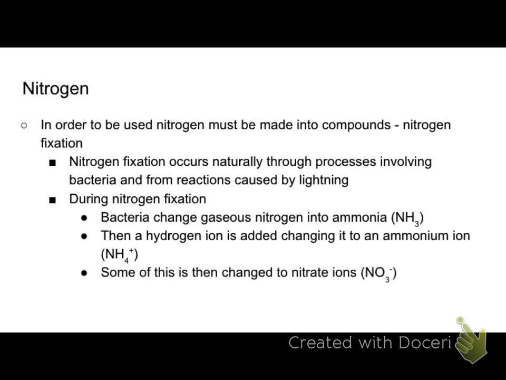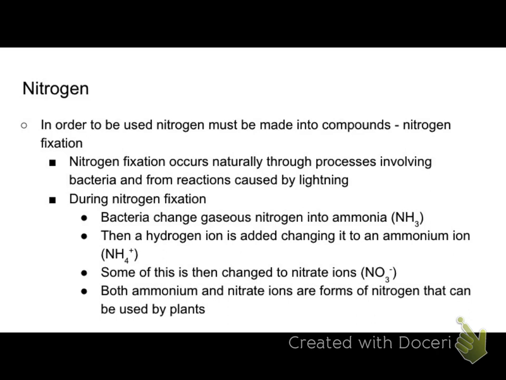Some of the ammonium ions are then changed into nitrate ions. Nitrate is a nitrogen atom bonded with 3 oxygen atoms, and it has a total negative charge of 1. So that's why you'll see that little negative symbol on there. Both ammonium ions and nitrate ions are forms of nitrogen that plants are able to utilize. Okay, they're able to take them into the plant and use them for protein production.